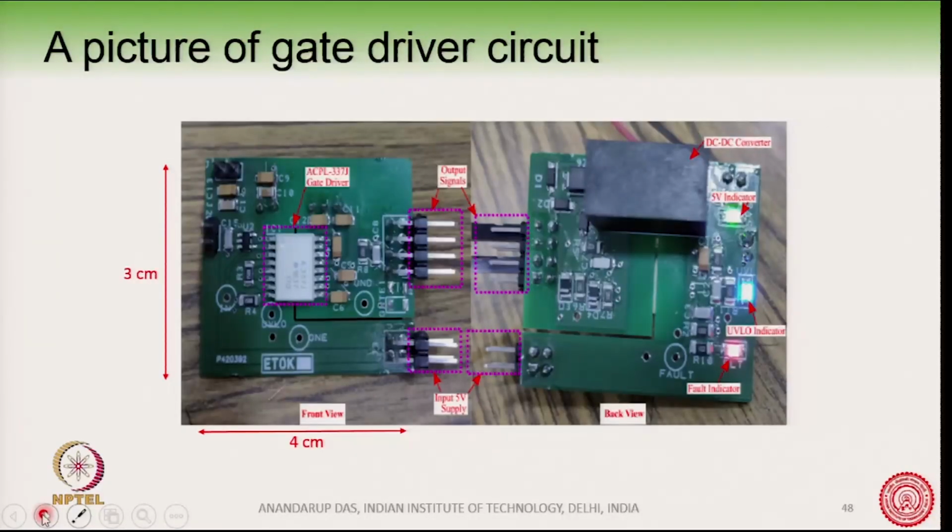You can see one such gate driver board. Of course, this is not commercially made, but we have made it in the lab. We just put a picture to give you an idea of how small this gate driver board actually is. It is quite small, and here we have used a gate driver IC ACPL 337 from Broadcom. You can see this is only 3 by 4 centimeter. Even this is not very optimum, you can make the gate driver board even smaller.